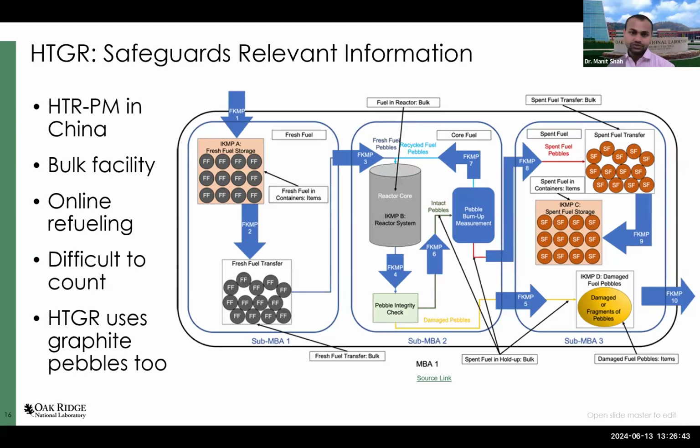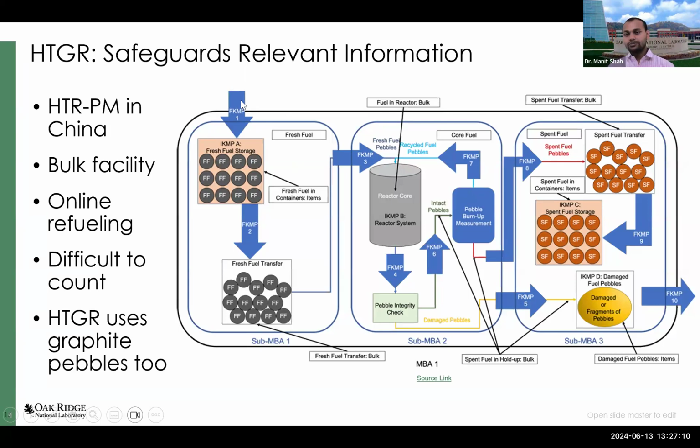A concept level approach that in some sense highlights this. It also provides an opportunity to talk about two things: the material balance area as well as the measurement points. So when we talk about this, FKMP1 is essentially pebbles coming into the reactor side from outside. Essentially, that is flow coming in.